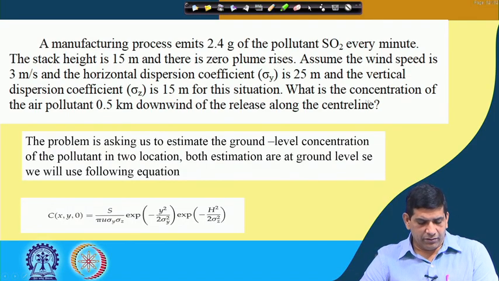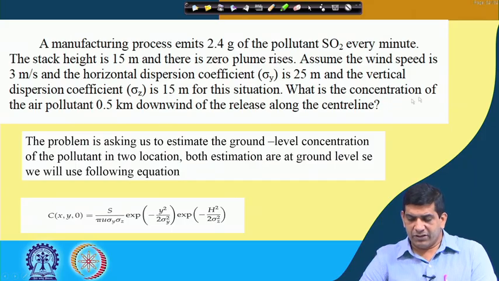So, this is a problem based on a manufacturing process that emits this much pollutant SO2 every minute. The stack height is this, with 0 plume rise, wind velocity is 3 meters per second, horizontal dispersion coefficient sigma y is 25, and vertical is 15. What is the concentration of air pollutants 0.5 kilometer downwind of the release along the center line?